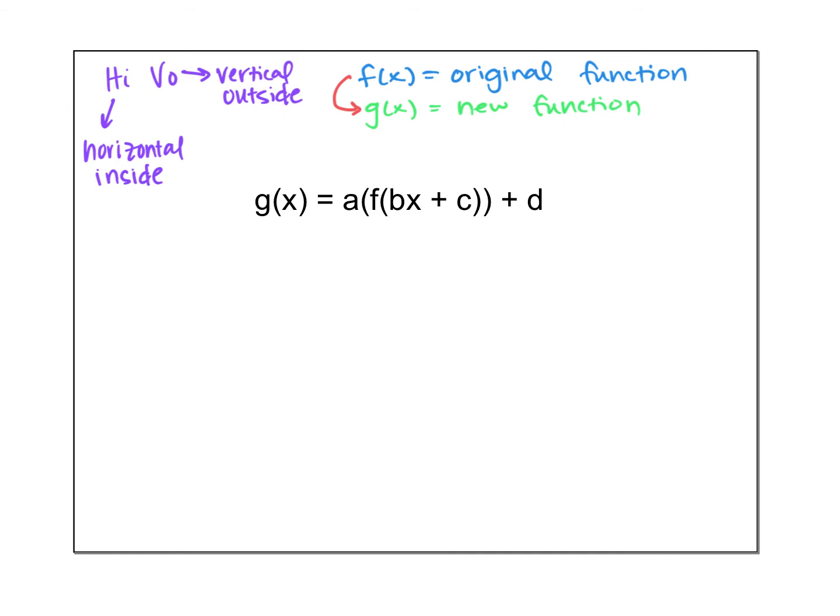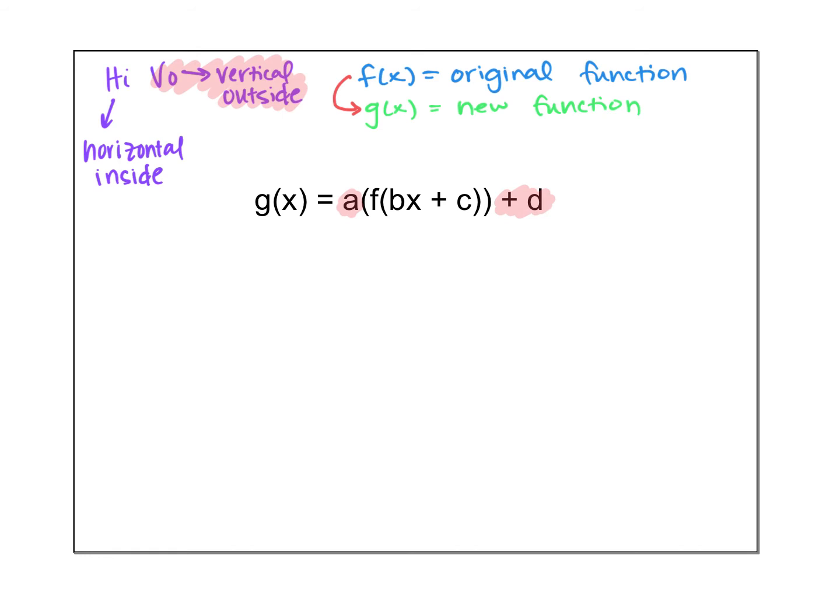So taking a look at this g of x scenario, there are 4 different locations where we could see an operation on this function f that's going to affect the transformation. So I'm going to first take a look at what shows up on the outside. What are my vertical transformations? And I see 2 values that show up outside. I see this a and I see d.